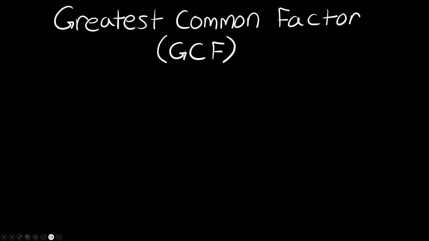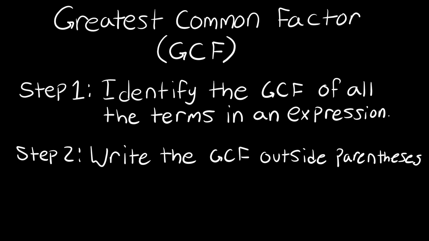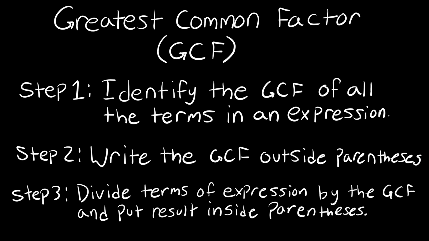Factoring by the greatest common factor involves finding the largest common factor that all the terms in an expression share and then factoring it out. So step one will be to identify the GCF of all the terms in the expression. The GCF is the largest number or variable that evenly divides into all the terms. Step two will be to write the GCF outside the parentheses, and what remains inside will be the reduced expression. And then step three will be to divide each term of the original expression by the GCF and write the results inside the parentheses. So let's do some examples.